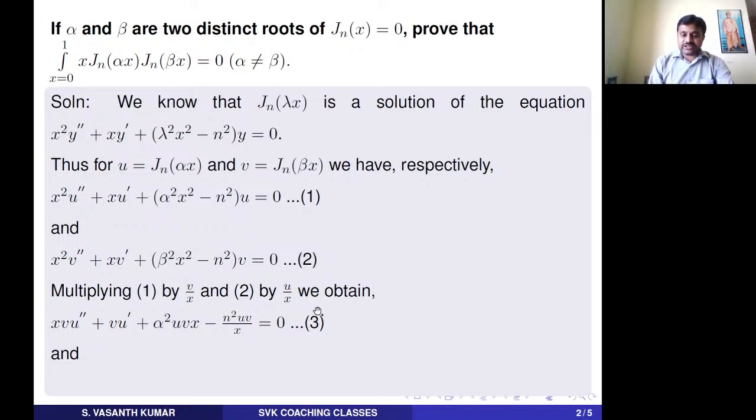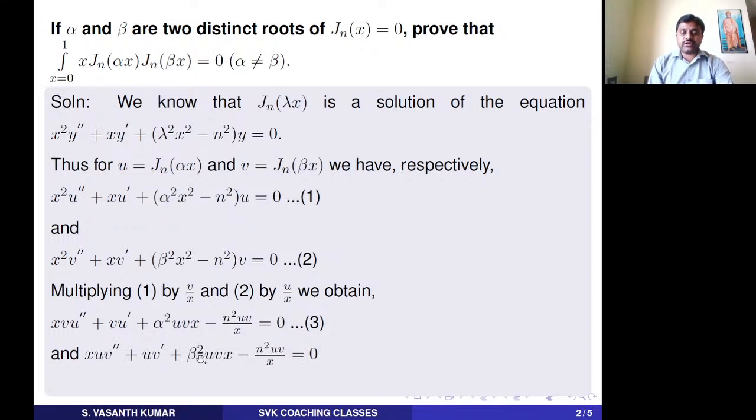I will name that equation 3. Similarly, if you multiply equation 2 by u by x, you are going to get x into u v double dash plus u into v dash plus beta square u v x minus n square u v by x. You can observe here.